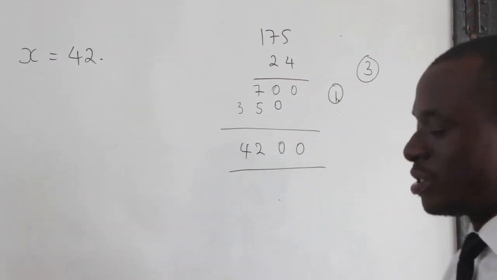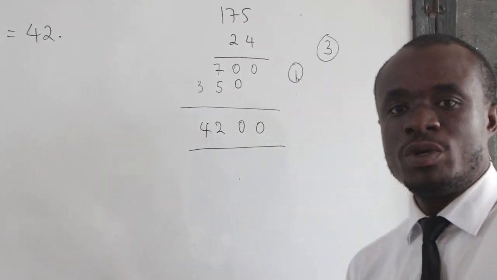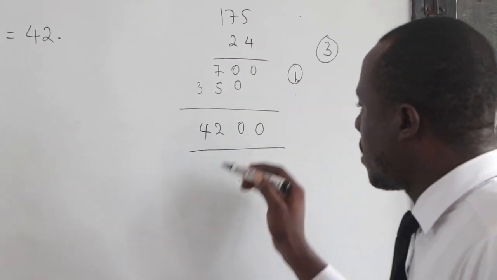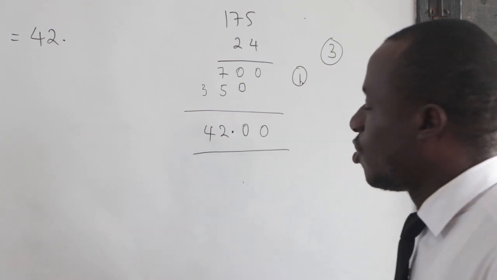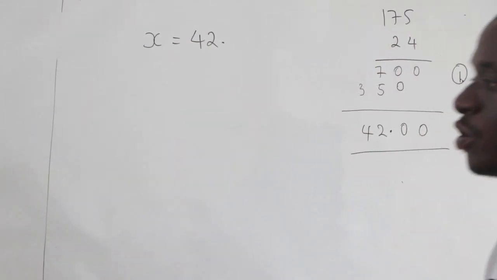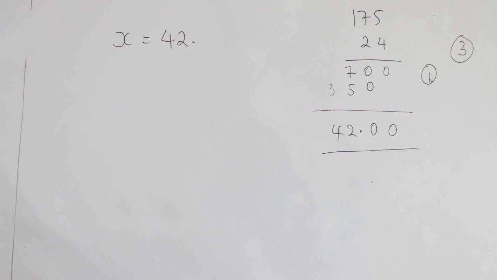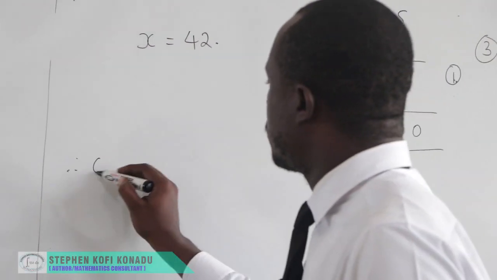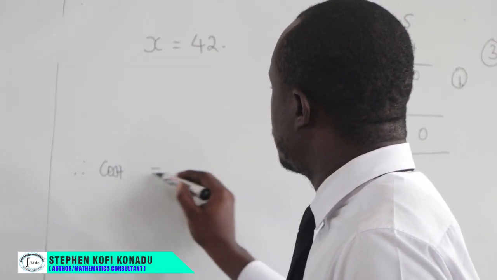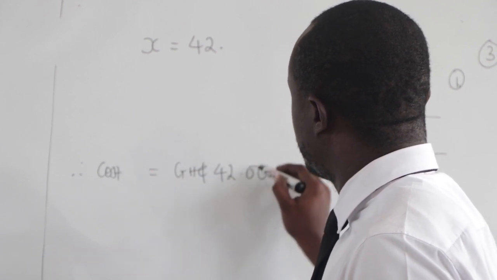Now because it was 0.24, that is 2 decimal places. Now our final answer should be to 2 decimal places. So carefully, we'll bring our point over here. So that was 42.00. So the question is the cost of weeding the plot at 0.24 per meter square. So clearly our cost will be 42 cedis.